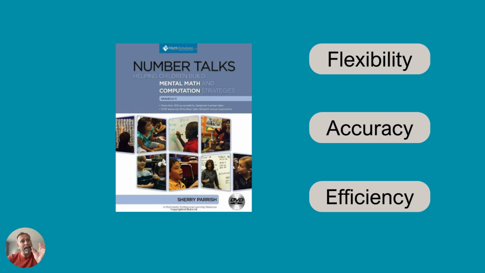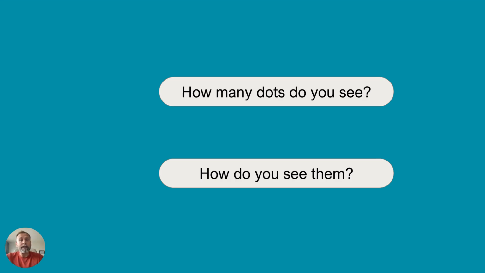Each number talk usually has 3 parts to it, and you'll see how we build up the idea of groupitizing through it. The format is quite simple. All you do is ask, how many dots do you see? And how do you see them? You need to flash it up for a short amount of time, so you do have to warn the children. Usually I have a blank slide afterwards.